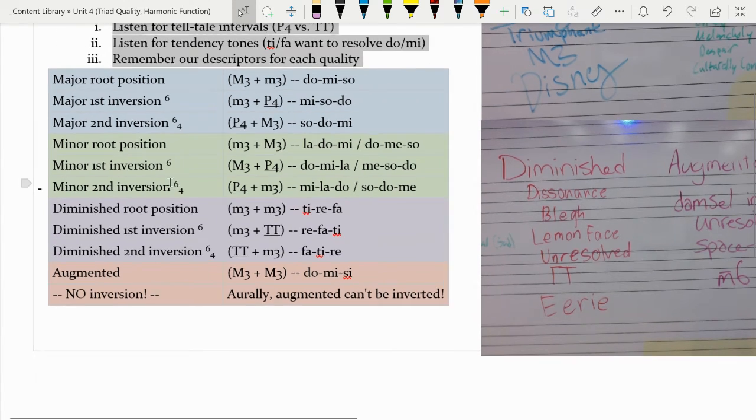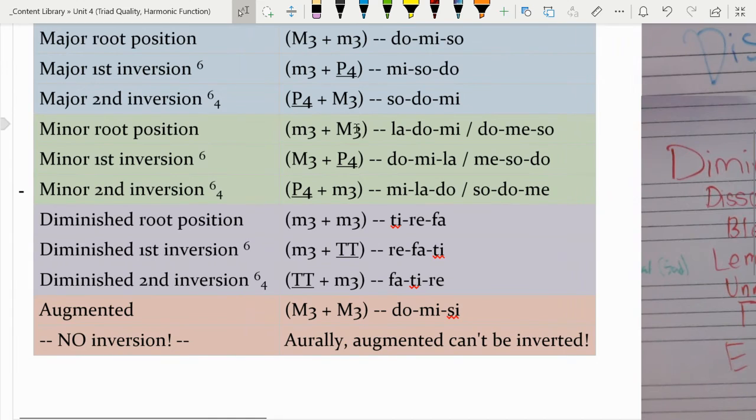So for minor, you see the ones in green here, we have a minor third plus a major third. La, do, mi, or do, re, so. When we flip it, we get that major third in the bottom, and then a perfect 4th in the top. Notice that the perfect 4th is in the top for first inversion triads in both major and minor. But when it's a minor first inversion, the major third is on the bottom because it was on the top when it was in root position. And when it's a major first inversion, the minor third is on the bottom. Major first inversion, minor third is on the bottom.